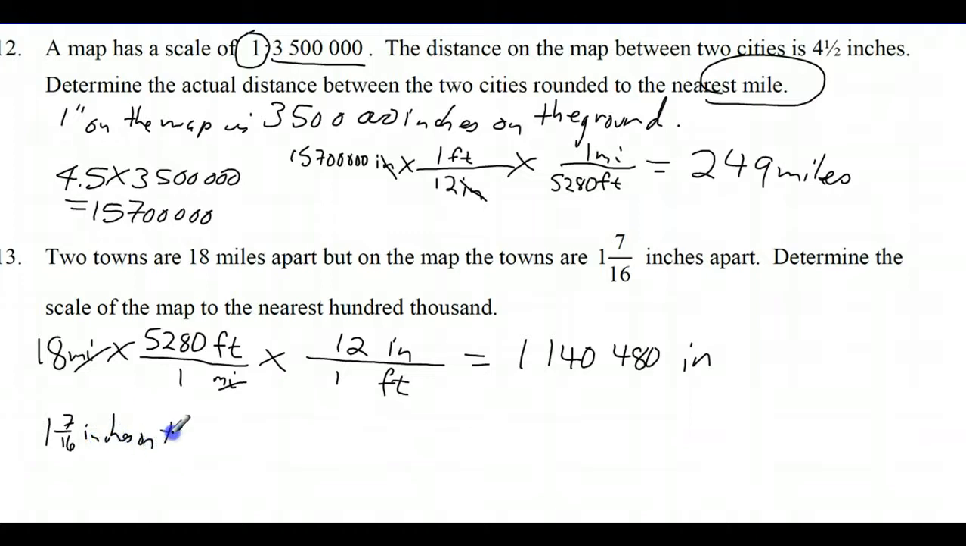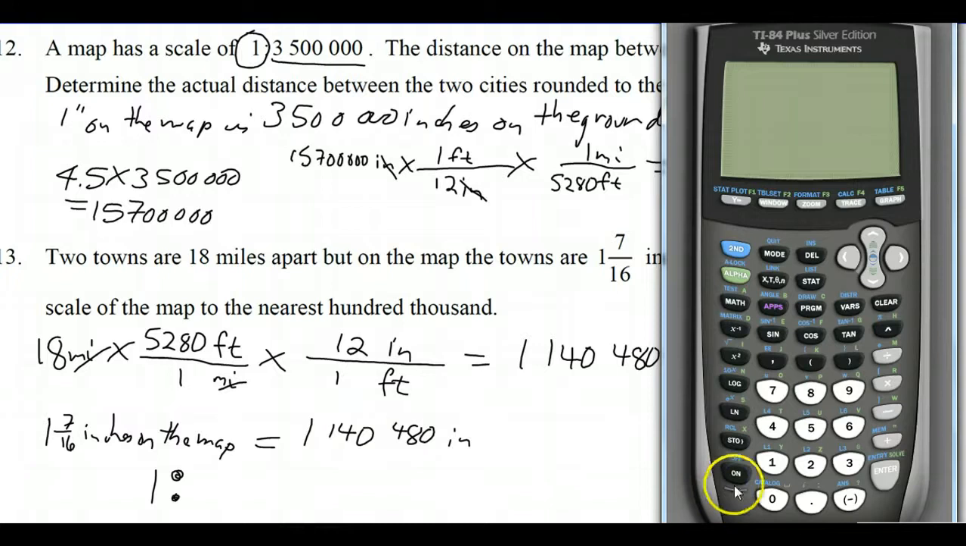So we know that 1 7/16 inches on the map is equal to 1,140,480 inches on the ground. To get a scale, we don't want 1 7/16, we want 1. 1 to what? So we're going to divide this by 1 7/16, giving us 1, and divide this by 1 7/16. Okay, and here I'll do that with you.